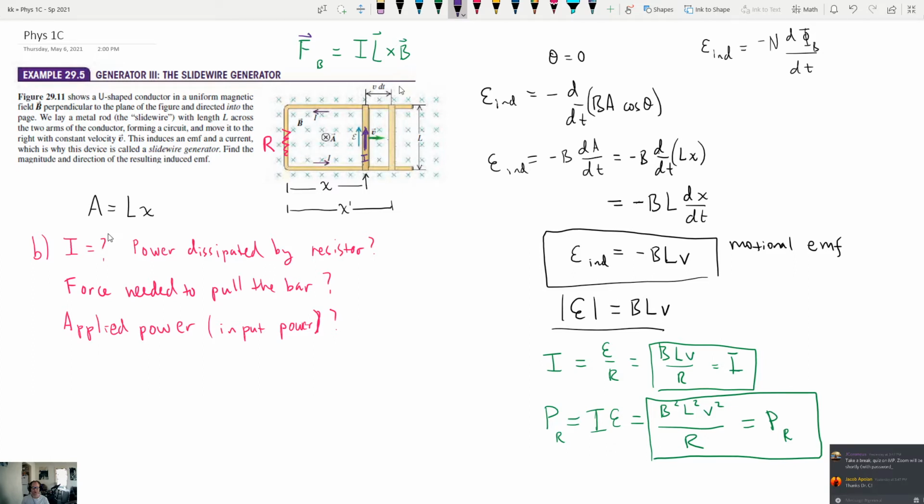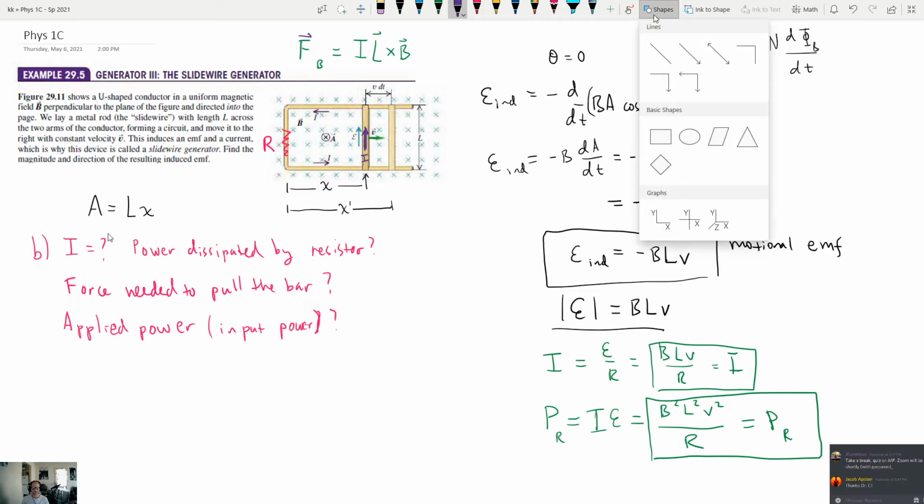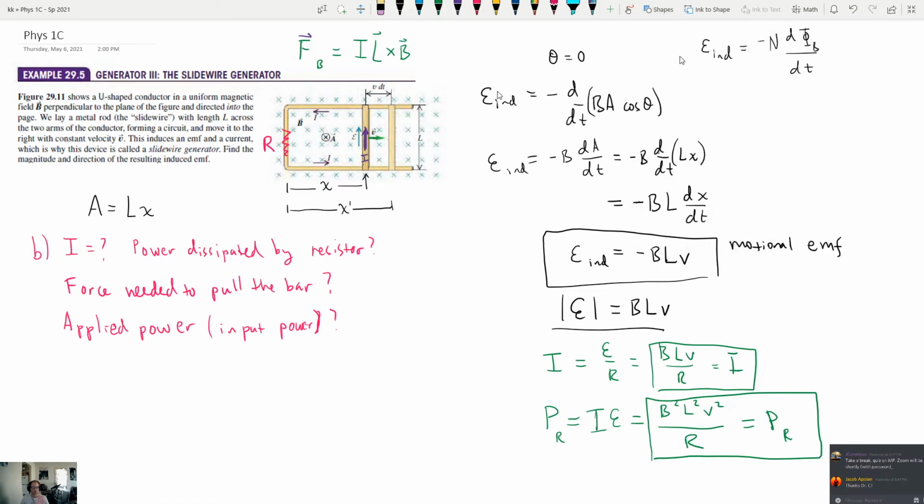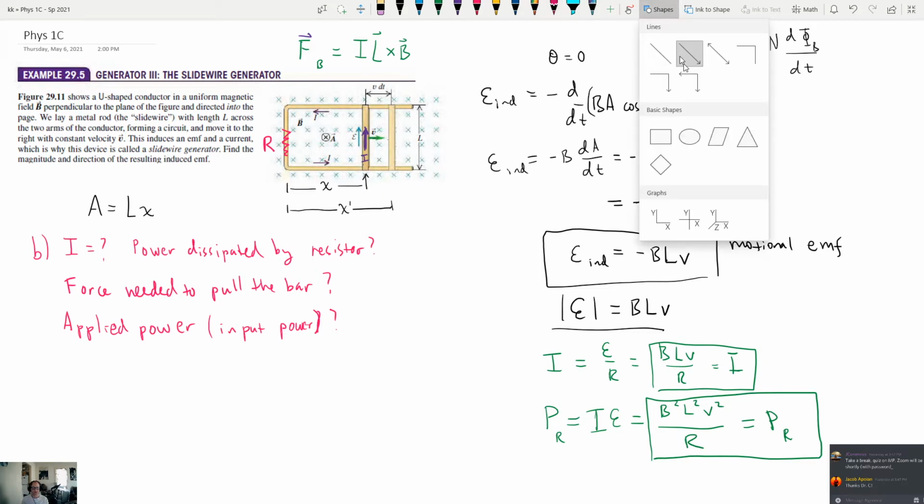If you do L cross B, just on this piece right here, what's the direction of the force on that piece? It's going to be towards the left. Yeah, to the left, because when you go L cross B, your thumb points left, right? Okay, so let's draw a vector for that in here.